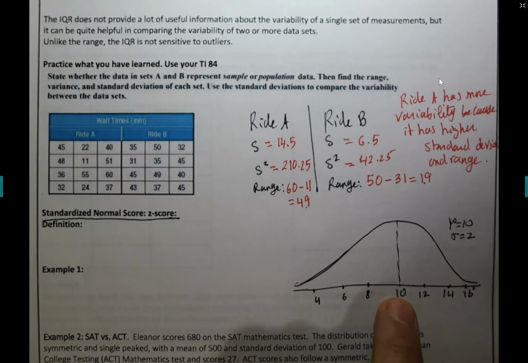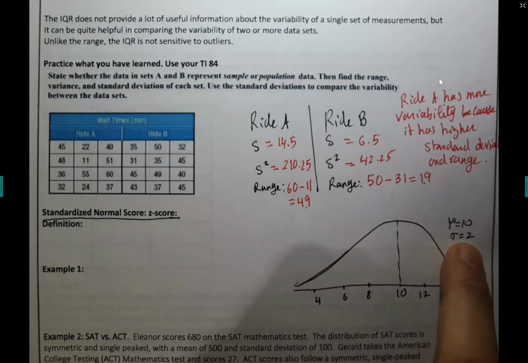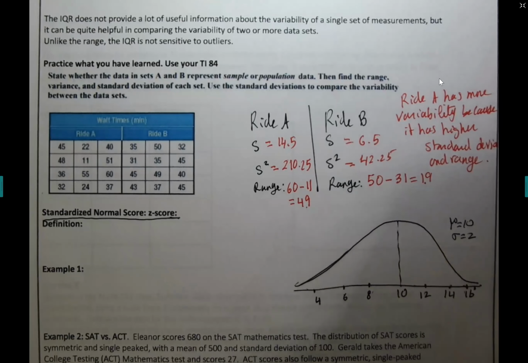Can you tell me, guys, what's the difference between 10 and 12? 2. Okay. How many standard deviations is 2? What's the standard deviation here? Sigma is what? 1. So it's 1 standard deviation above the mean. 1 standard deviation above the mean, guys, means the z-score is 1. So if I tell you your z-score on the quiz was 1, it means that your score was 1 standard deviation above the mean. That's what the z-score means.